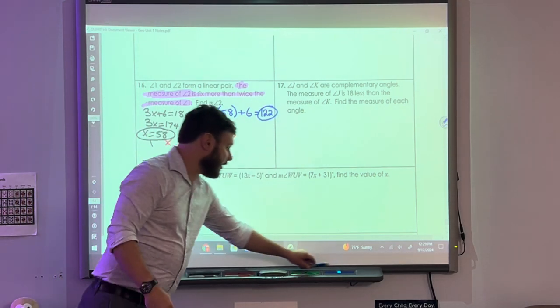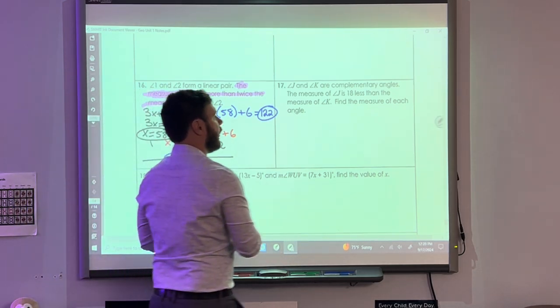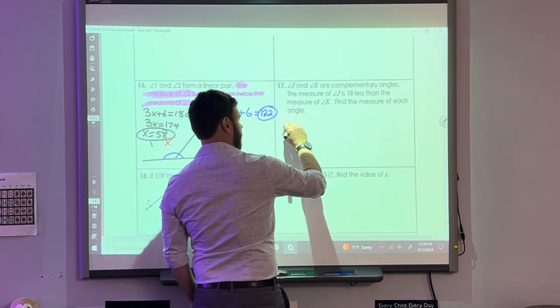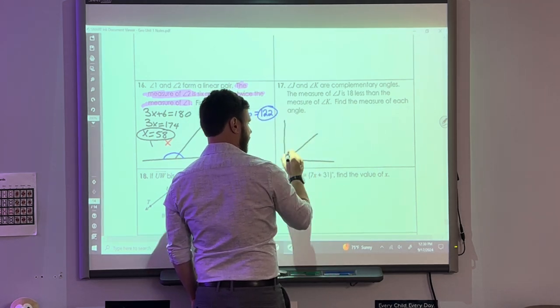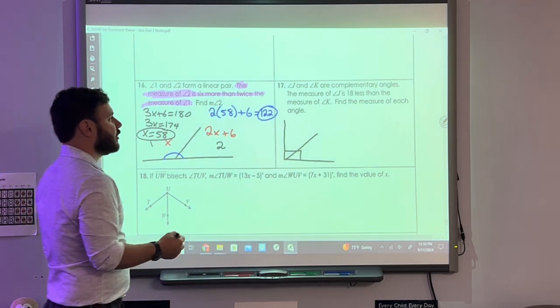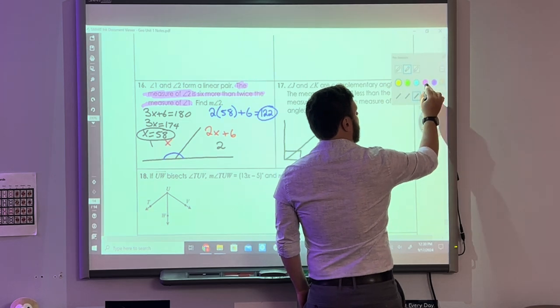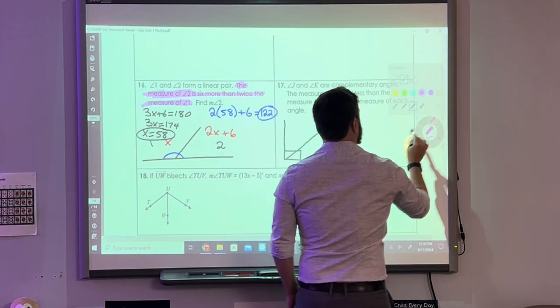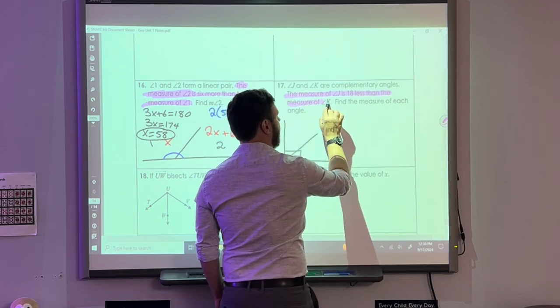Okay, let's do 17. It's very similar, same example. Now they're complementary. Let's draw something like this maybe, where we have a box. J and K are complementary. Now here's the complicated sentence. The measure of J is 18 less than the measure of K.